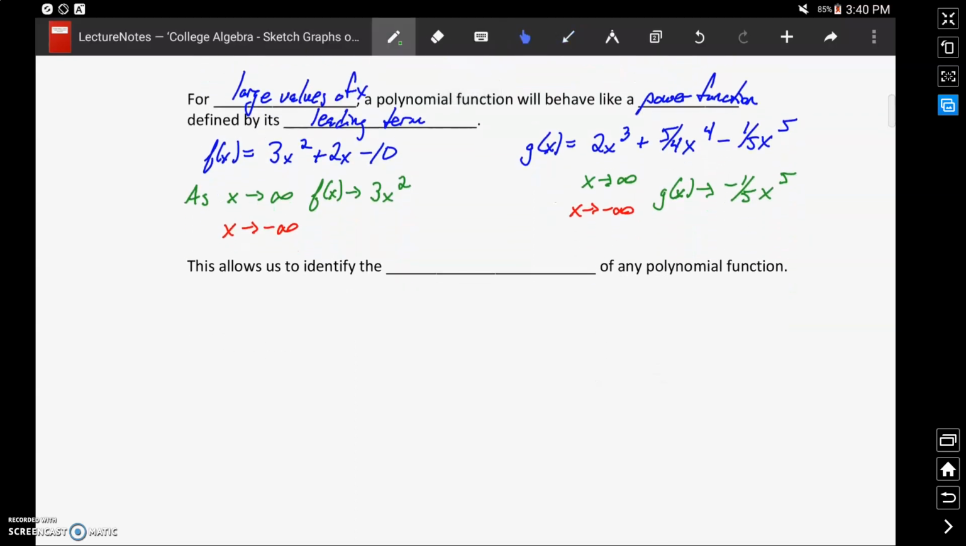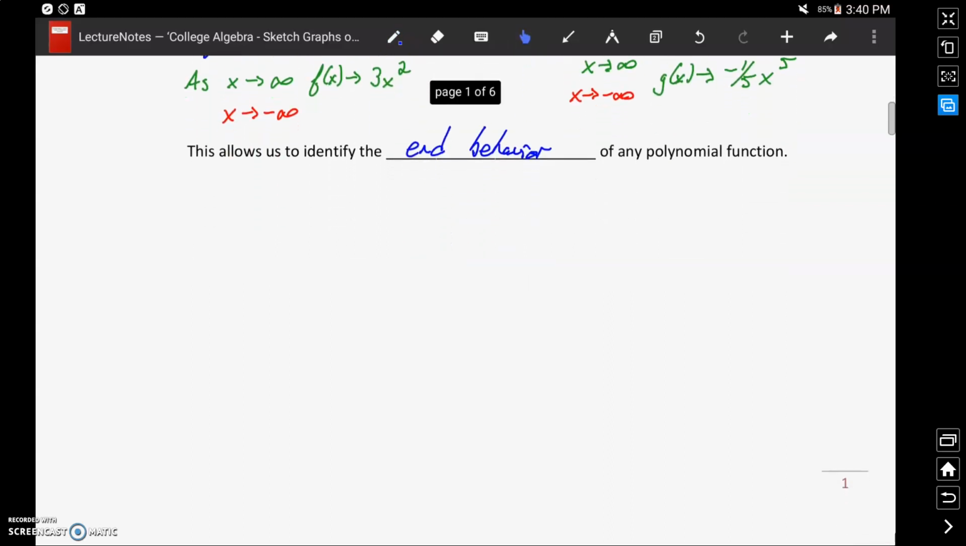So this idea of understanding this power function that behaves similarly to our function for these extreme values is very helpful for determining the end behavior of a given function. So we have a few different cases that we can consider here.